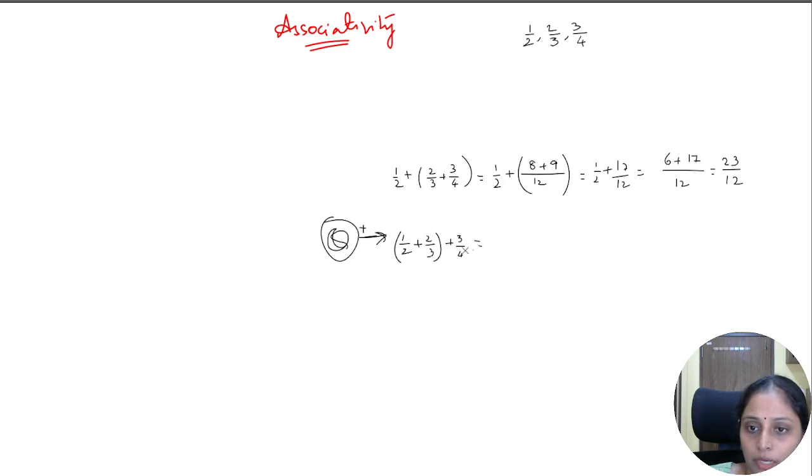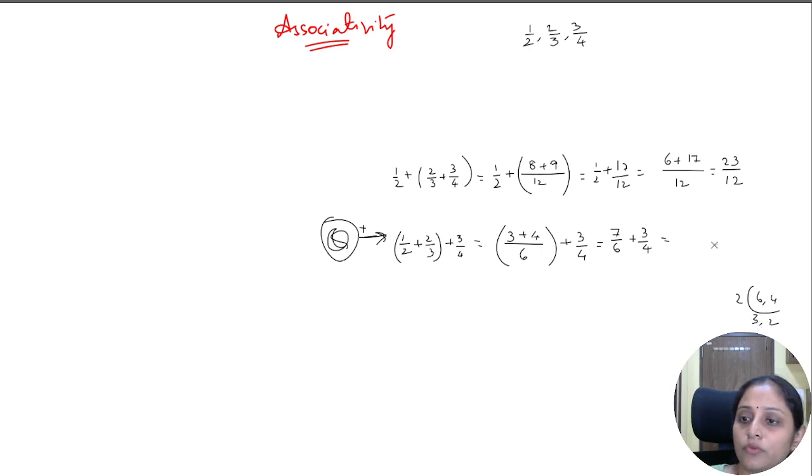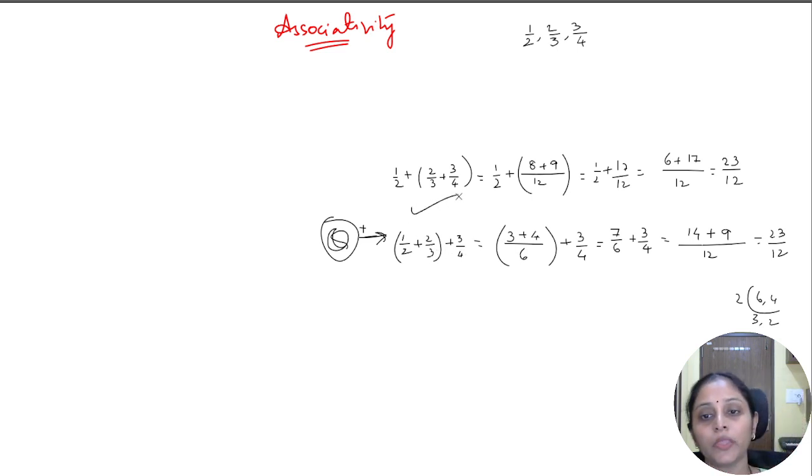Whereas here I am going to get 2 3, the LCM is again 6, 2 3s, 3 1s 3 plus 3 2s, 2 2s 4, plus 3 by 4. This is equal to 7 by 6 plus 3 by 4. This is equal to, now here I want the LCM of 6 and 4. What is the LCM? 2 3 6, 6 2s 12. So the LCM here is 12. 6 2s, 2 into 7 is 14 plus 4 3s, 3 into 3 is 9. So here I am getting again 23 by 12. So it's the same thing. Addition is associative for the set of rational numbers.